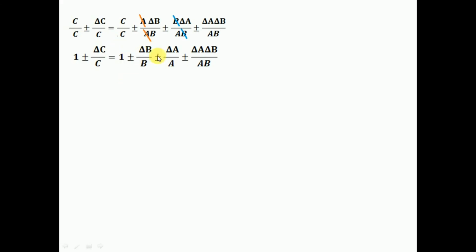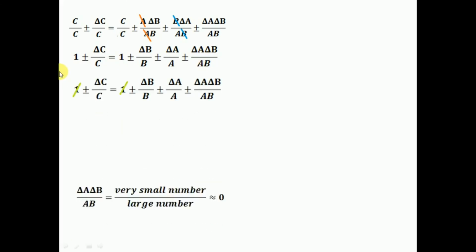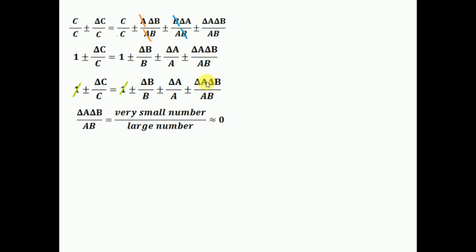So delta b by b, delta a by a, delta a delta b by ab. So I can cancel this 1 also. So now if you take this term, as we have already said, error is very small as compared to the true value. So when you multiply these two small numbers, you will get a very small number, and when you multiply the true values of a and b, you will get a large number, and if you divide a very small number by a large number, you will get a number which is nearly 0.